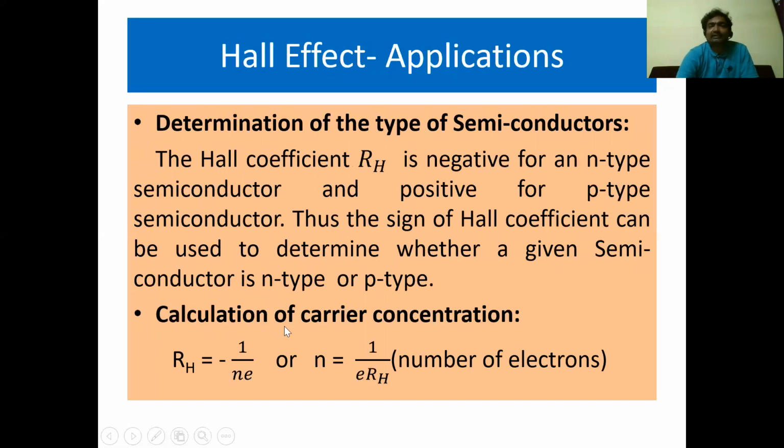Next, another application is calculation of carrier concentration. We can find out the number of electrons in n-type semiconductor. We can find out number of holes in p-type semiconductor also. For example, if you take n-type semiconductor, RH equal to minus 1 by Ne. From this, we can calculate N equal to 1 by RH into E. So substitute the value of E, charge of the electron, and if you know the value of RH, Hall coefficient, you can calculate the carrier concentration. This is another application.